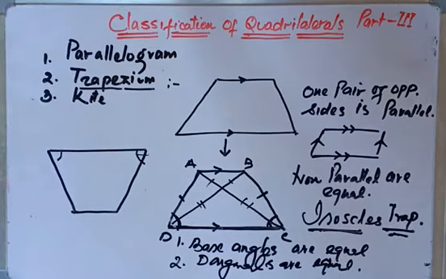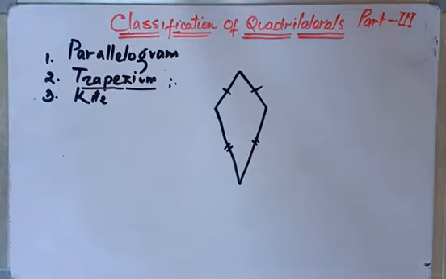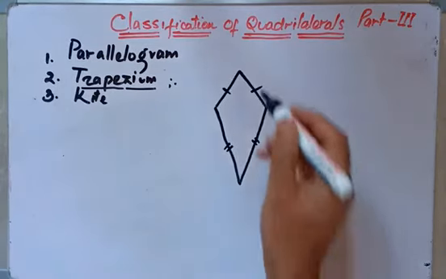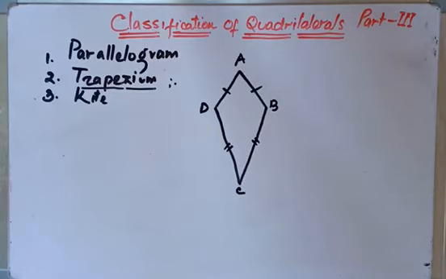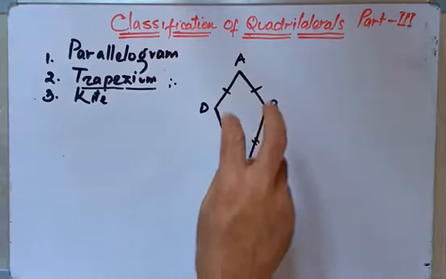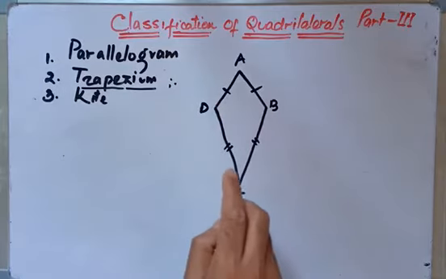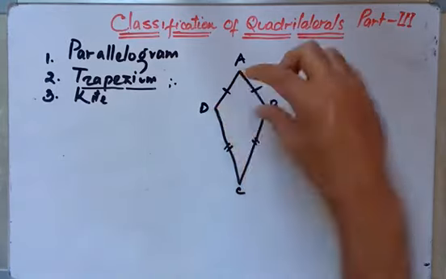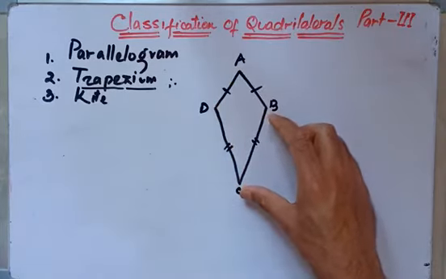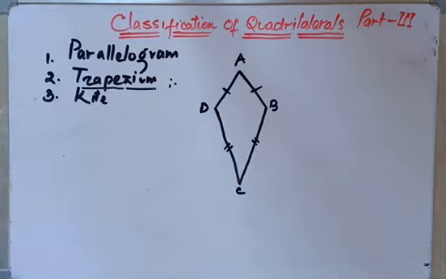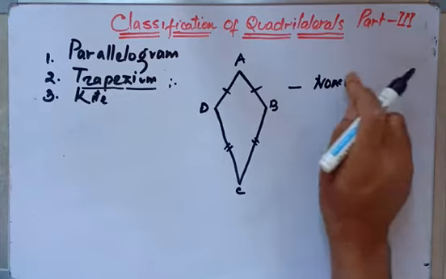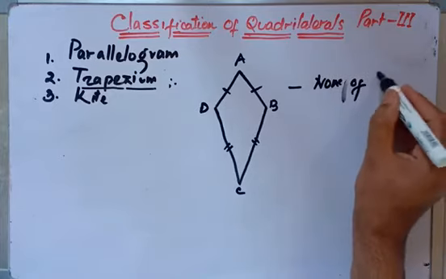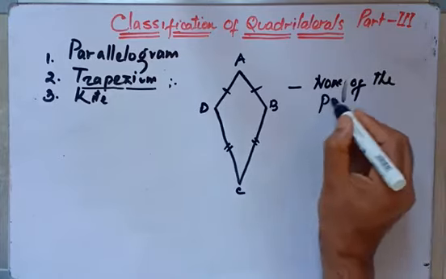Now let's talk about the kite. See, this is a kite. I will name its vertices A, B, C and D. So ABCD is a kite. What are the different properties of a kite? You can see that in this kite, adjacent sides are equal, consecutive sides are equal. This side is equal to this side, and side BC is equal to the other. In this type of quadrilateral, none of the pairs of opposite sides are parallel.